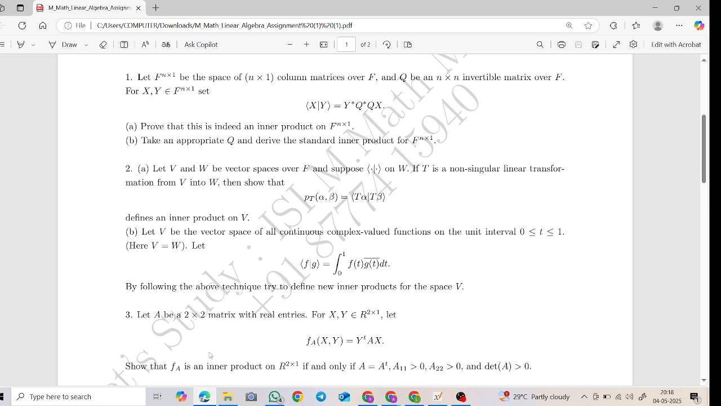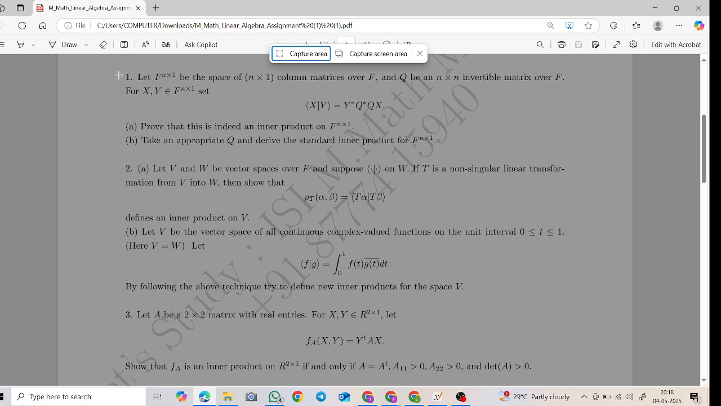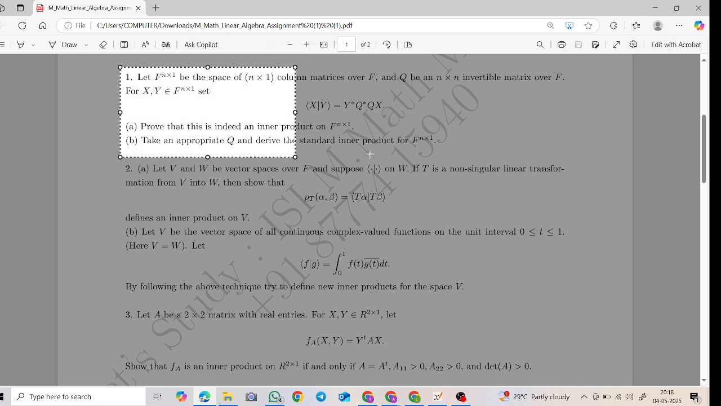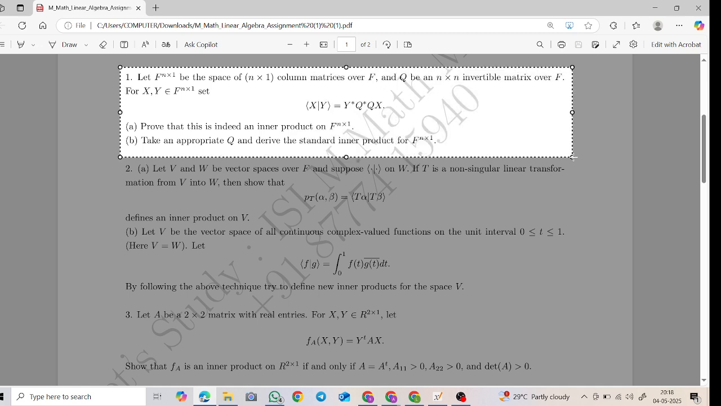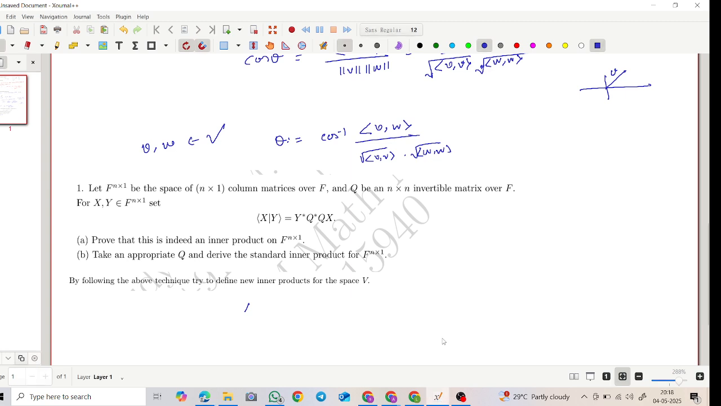But V has to have an inner product, else you can't do it. Because in that expression, while defining theta, we took the help of the inner product. The only thing you need is an inner product defined on V. That's it.